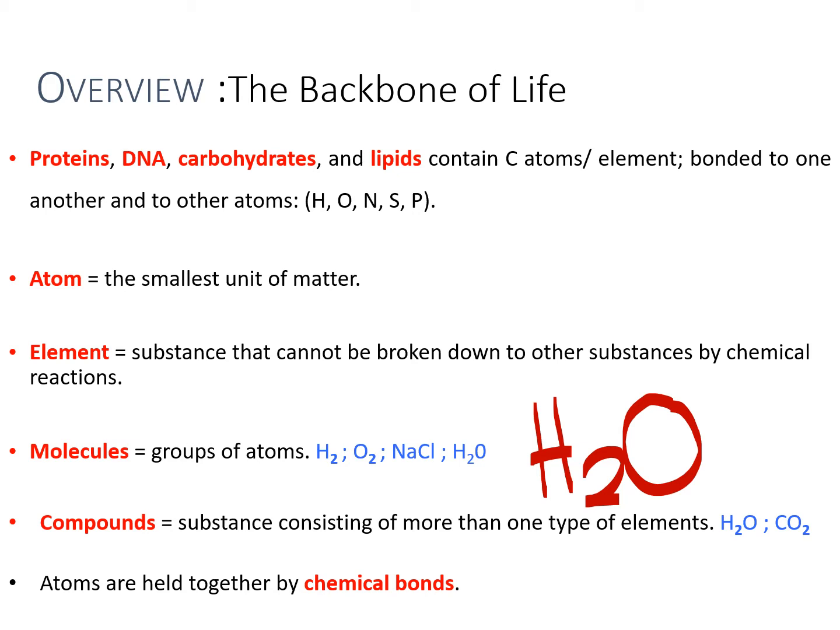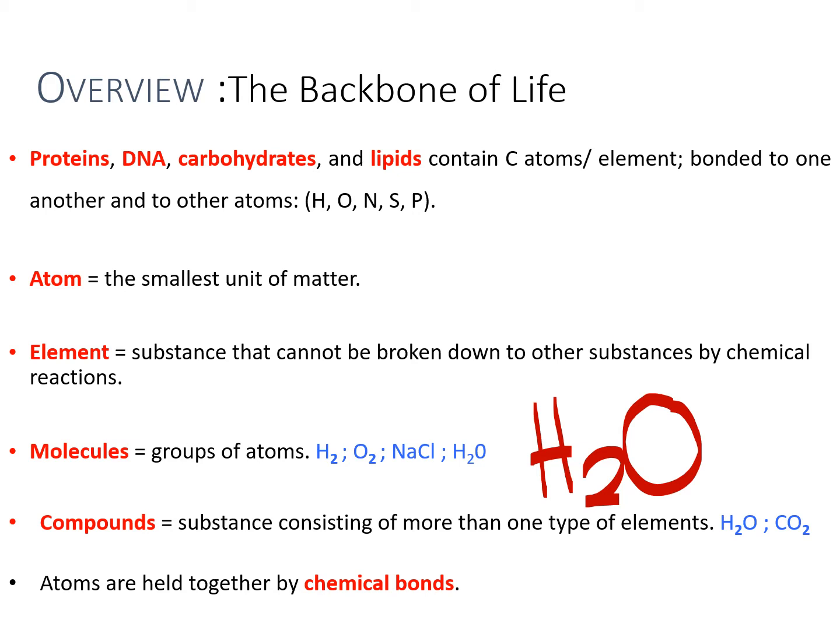And then the next definition that you have to know is compounds. So what are compounds? A compound is a substance consisting of more than 1 type of element, such as water. Water is composed of 2 hydrogen atoms and 1 oxygen atom. So there you see 2 different types of elements, hydrogen and oxygen. Another one is carbon dioxide. Carbon dioxide consists of 1 carbon atom and 2 oxygen atoms. Carbon dioxide is the byproduct of cellular respiration, right?